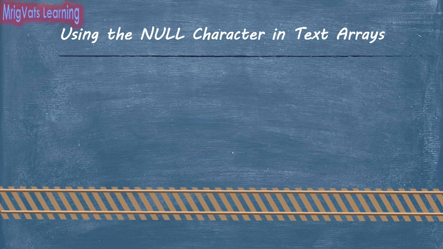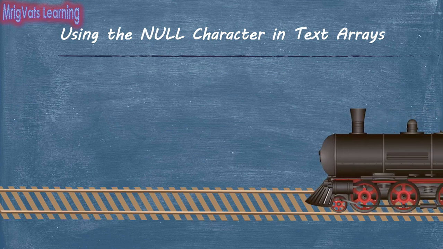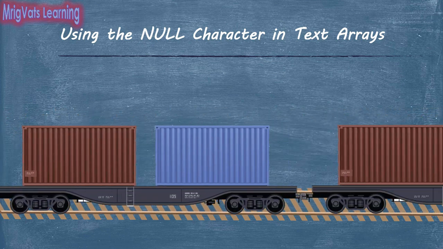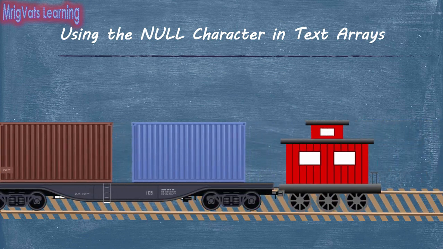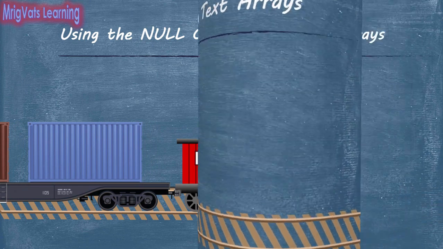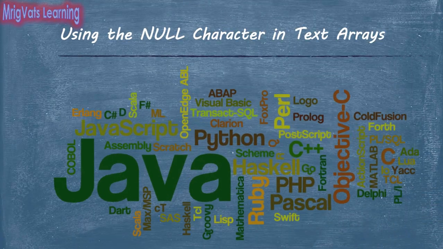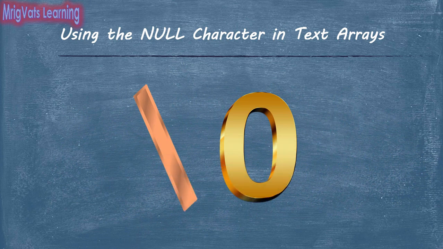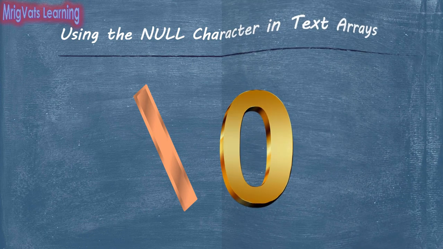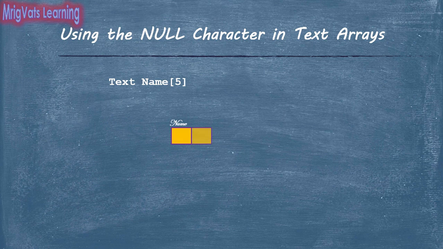If you visualize a railway track as a large array and a train running on it as content stored in it, each compartment is a character stored in an array element and the brake van marks the end of the train. Similarly, for a text array, most programming languages support the \0 character, also known as the null character, which marks the end of the text string. The null character is also known as the string terminator. As soon as the display statement finds the null character, it stops displaying content of the memory from that location onwards.